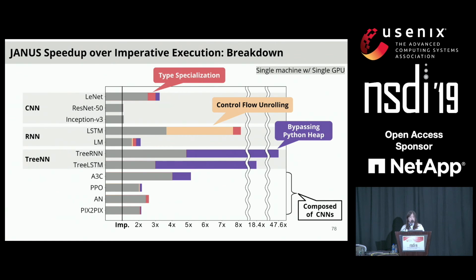For tree NN models, parallel execution of independent tree nodes achieved up to 10 times speedup. Parallel execution was possible by speculatively omitting the execution orders between multiple Python expressions. Finally, the DRL and GAN models we used were composed of multiple convolutional neural networks, so the performance characteristics were similar to CNNs.